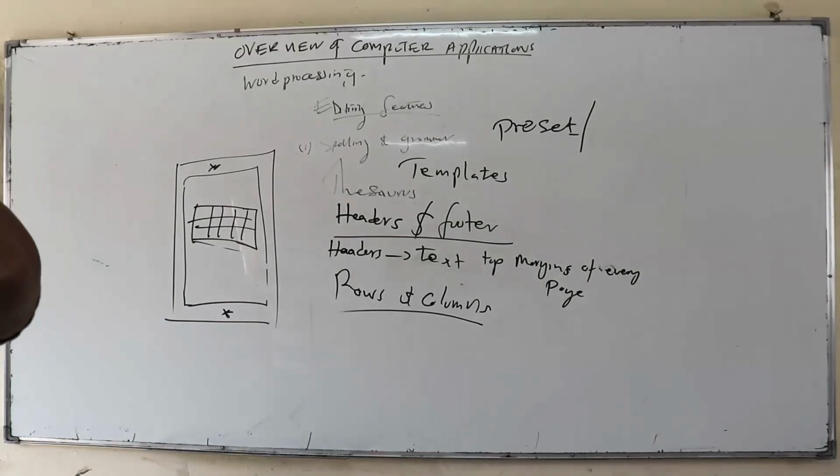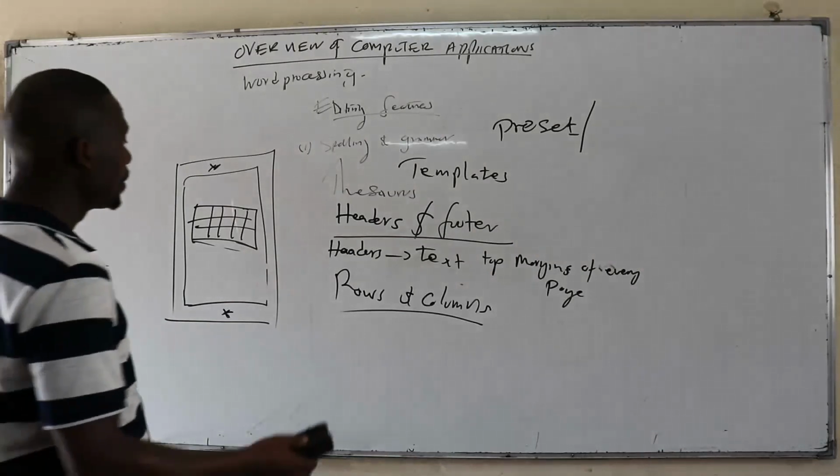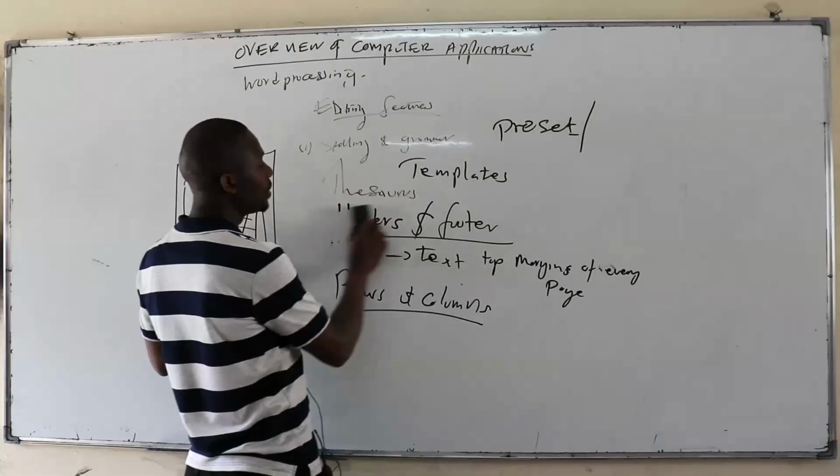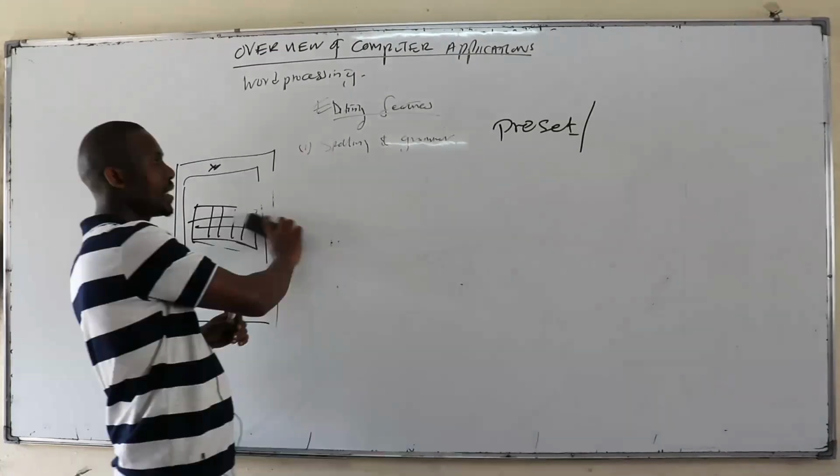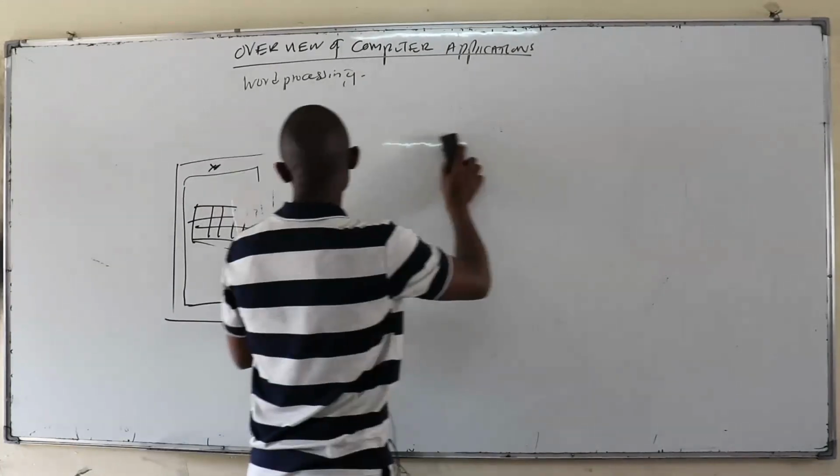Predefined format of a document is another very important feature in word processing that enables you to format your document using these pre-formatted templates. So we talked of text formatting in the first feature. Then we have other formatting, like the paragraph formatting features.